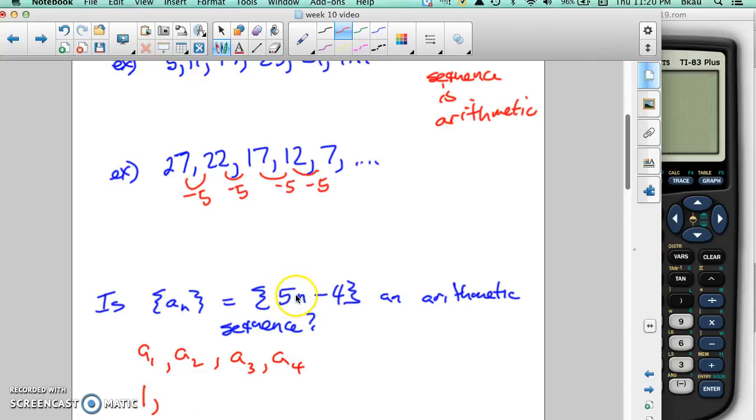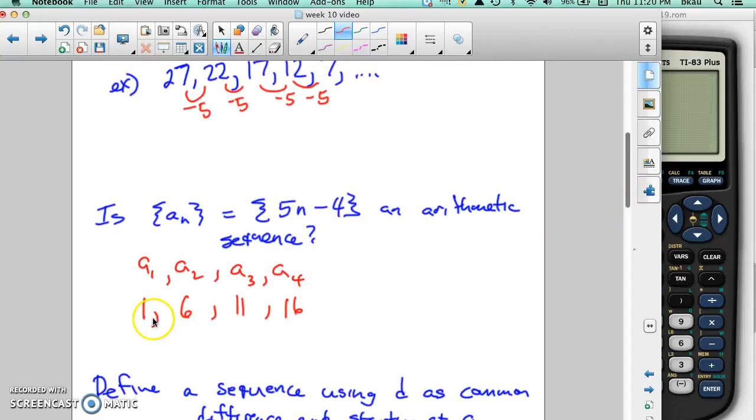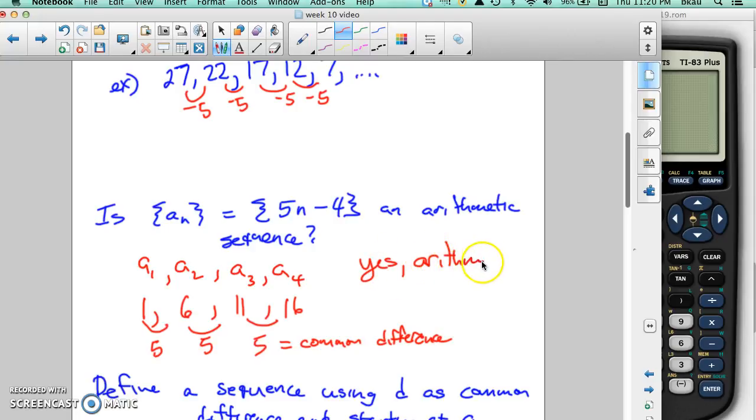If I put 2 in here, 2 times 5 is 10, 10 minus 4 is 6. If I put 3 in there, I get 15, 15 minus 4 is 11. 4 would be 20 minus 4, which is 16. So if we start looking at these terms, they're going to have a common difference of 5 each time. So their common difference is 5. And so yes, this is arithmetic, because it has a common difference.